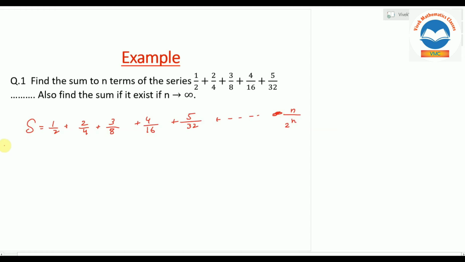So what we need to find? First of all we need to find the sum of n terms. So what will I do? I will multiply by the common ratio. What is our common ratio? Common ratio is 1 by 2.